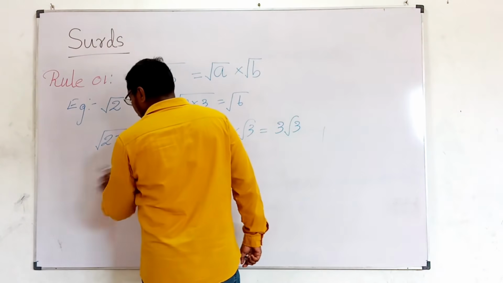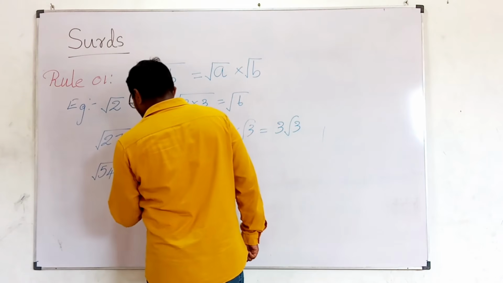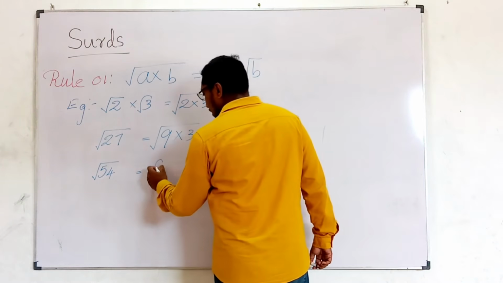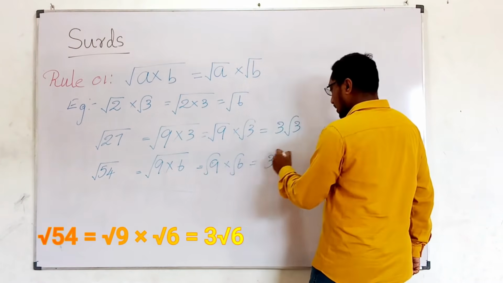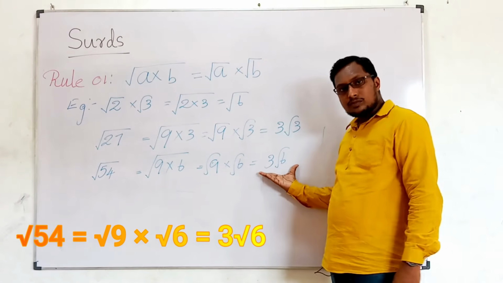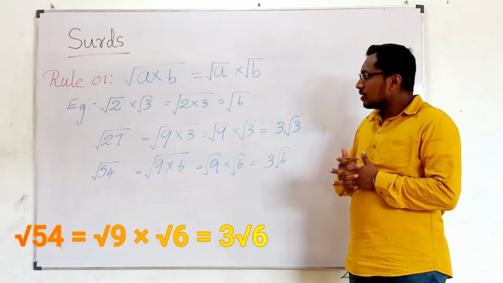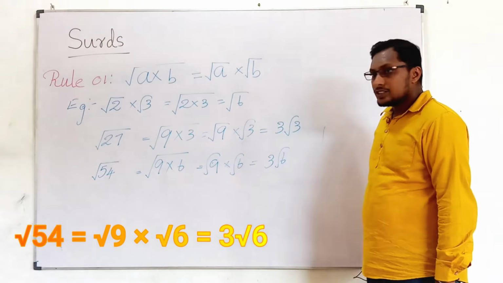And another example, let's take root 54. 54 is 9 times 6, so we can write root 9 times root 6. Finally it becomes 3 root 6. I hope it is not that difficult. You can understand it.